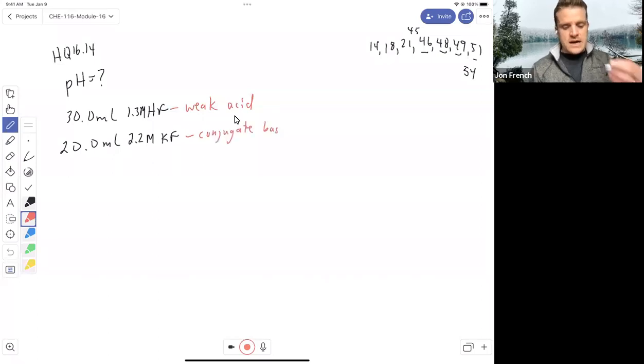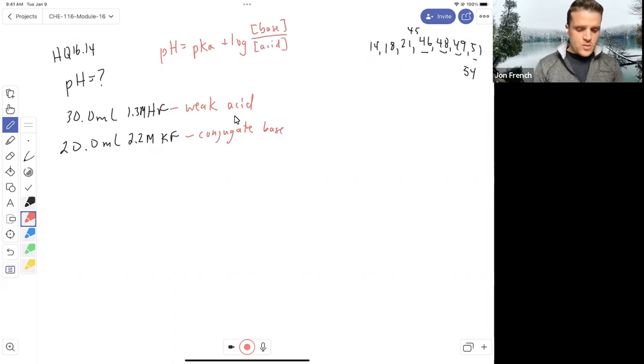Right, so we've got a Henderson-Hasselbalch problem. pH equals pKa plus the log of my base over the concentration of my acid. And they give us one more thing. They tell us that the Ka is 7.2 times 10 to the minus 4 for HF.